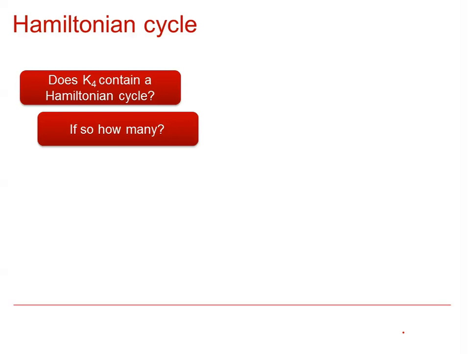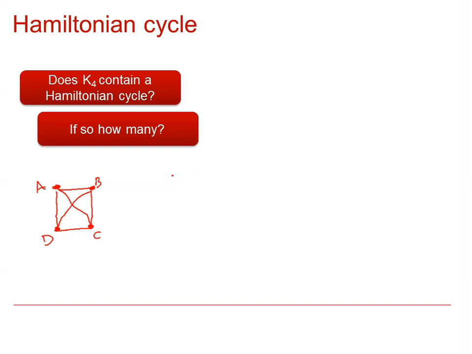Okay, so does K4 contain a Hamiltonian cycle? And if so, how many? So the obvious thing to do first is to remind ourselves what K4 looks like, so perhaps take the time to pause the video and draw it for yourself. Okay, so K4 is the complete graph with 4 vertices, and obviously every vertex is directly connected to every other vertex by the nature of the word complete. So, how many Hamiltonian cycles does it have, if at all?